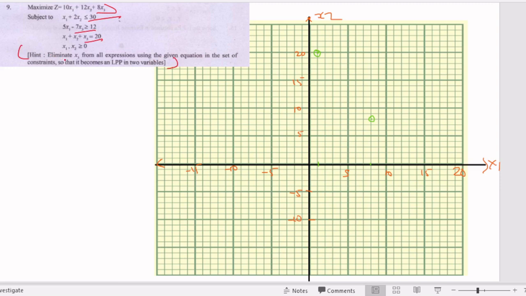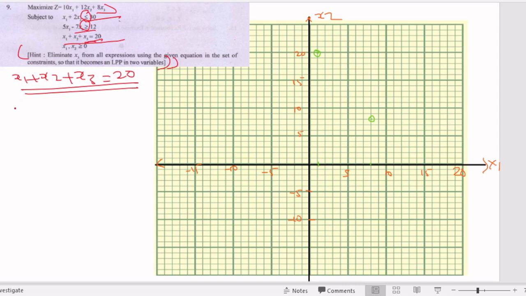They are smart. Eliminate x3 from all expressions using the given equation in the set of constraints so that it becomes an LPP of two variables. Because our chapter deals with LPP in two variables, not in three variables. So if you see this equation, x1 plus x2 plus x3 is equal to 20. We have to deal only with two variables. But in an LPP problem, we always have less than or greater than sign. Here we have an equal to sign. So this is purposely given so that we can remove the third variable.